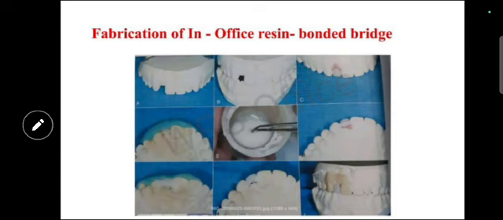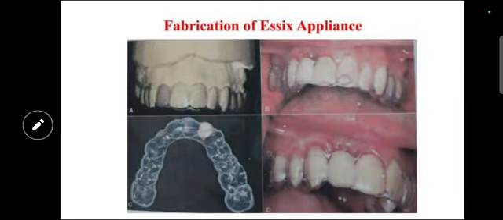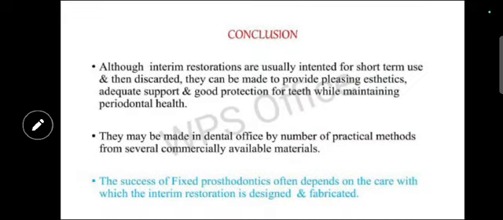Fabrication of an in-office bonded bridge. It will look like this. Fabrication on an Essix appliance with a fixed pontic. We are preparing a temporary restoration and it can be inserted in the space.